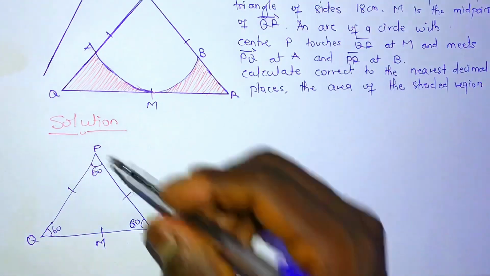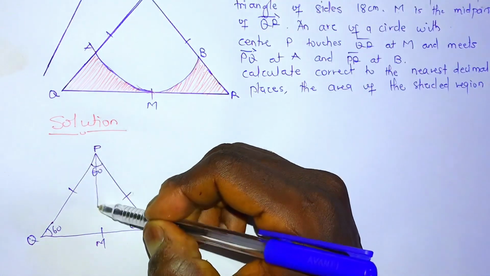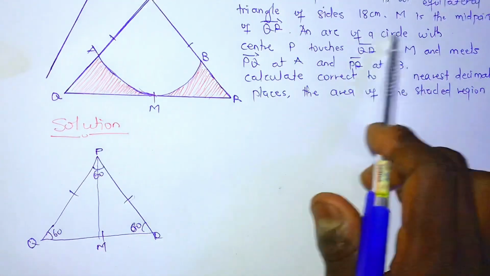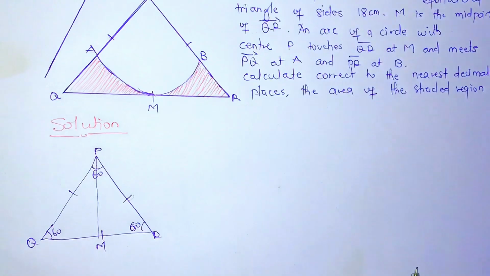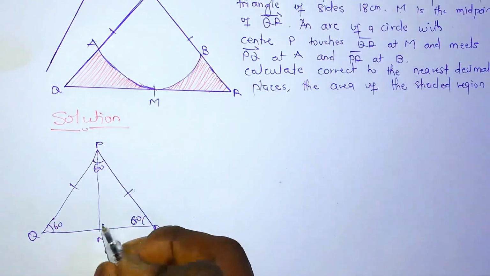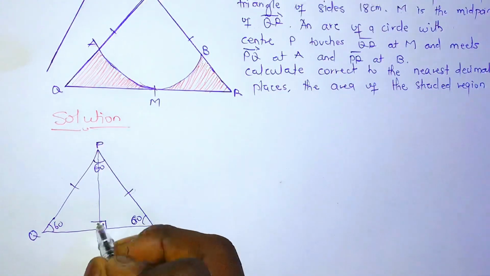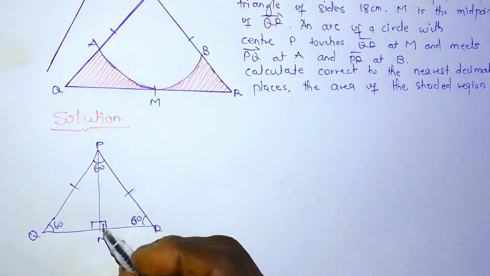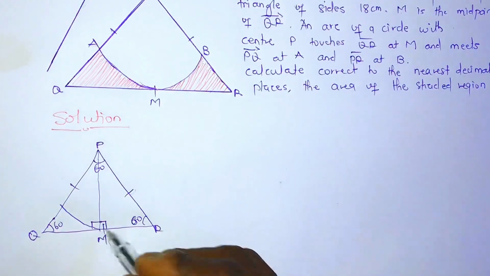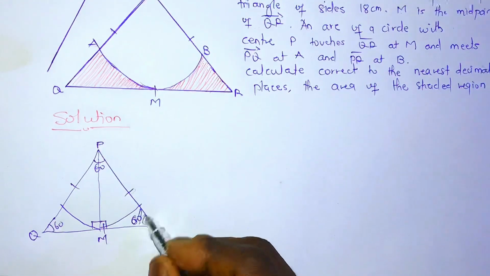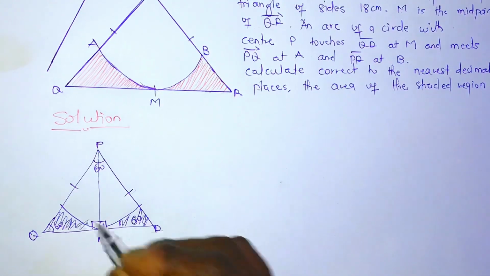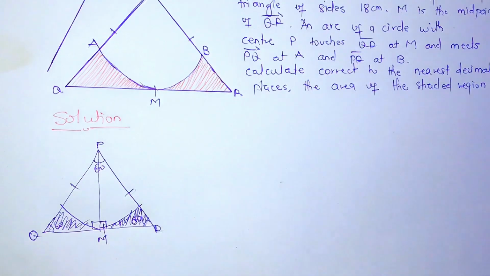M is the midpoint of line QR. So that's in the question. So it means this side here is equal to this side. So we have a right angle triangle. So let me bring the shaded region here. So we want the area of this shaded region.